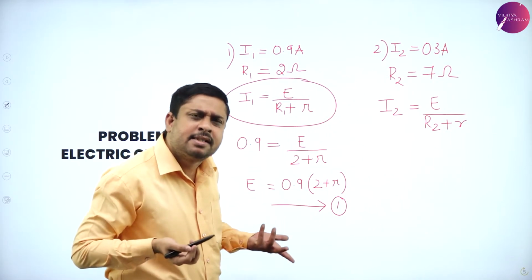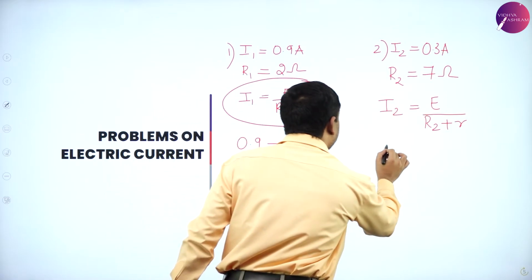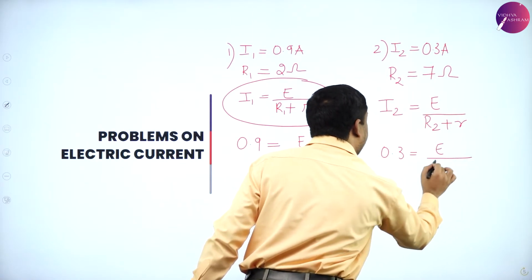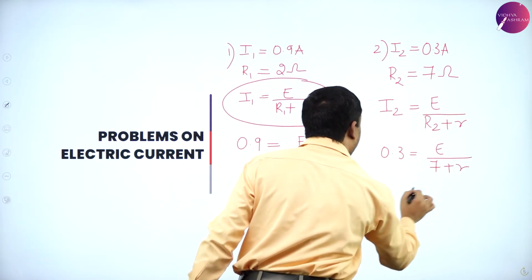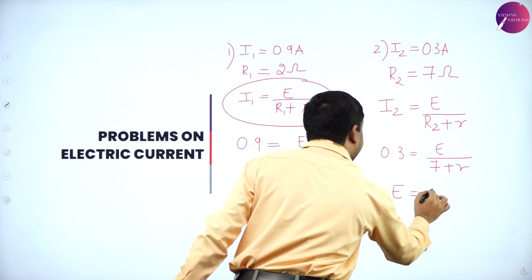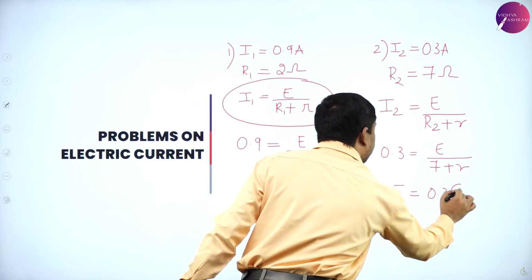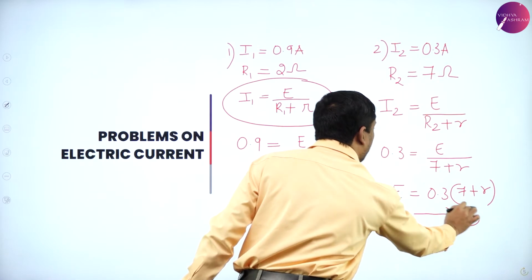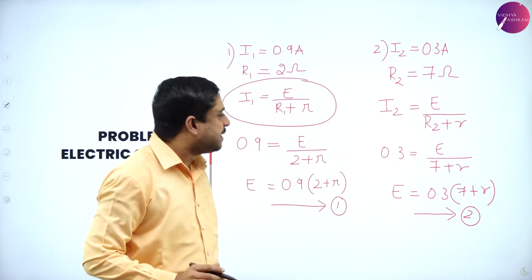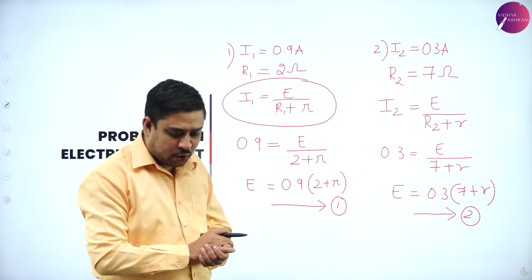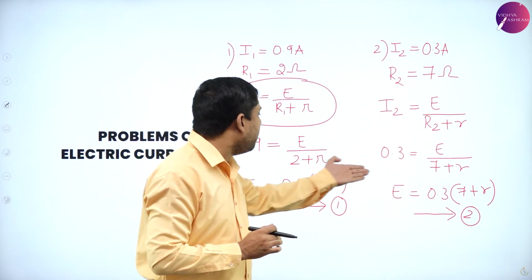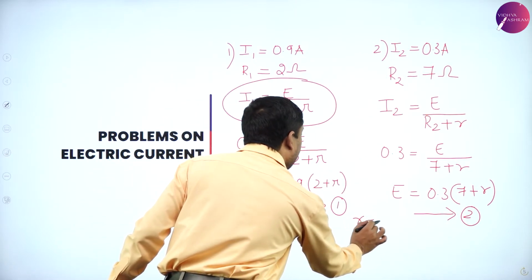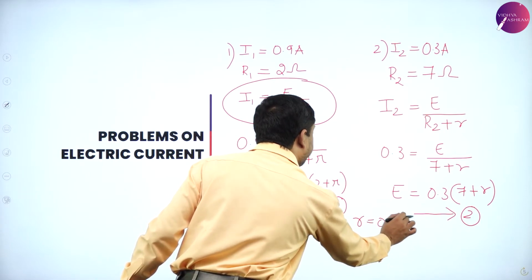Next, what is there? Substitute. 0.3 equals E divided by 7 plus r, or here E is 0.3 into (7 plus r), equation 2. Now, is there any great difficulty calculating r? Just compare equations 1 and 2. Simplify. r is 0.5 ohms.